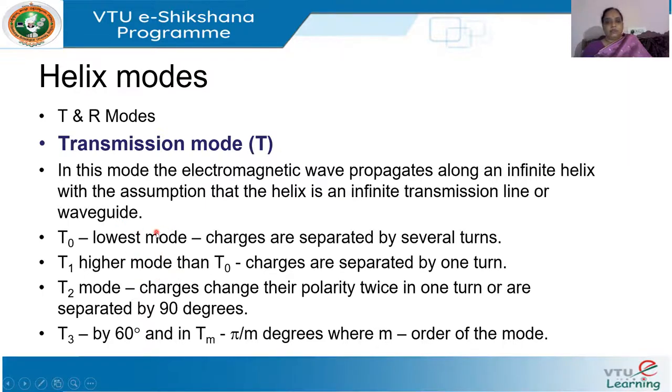T0 is axial mode, okay? And here T1 is transverse mode. And here the charges are separated by one turn. In T2 mode, the charges change their polarity twice in one turn, or you can say they're separated by 90 degrees. Similarly, in TM, they're separated by pi by M degrees, where M is the order of the mode.